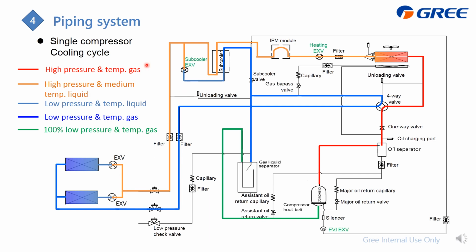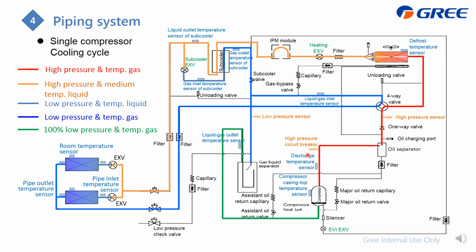And in the system for the single compressor cycle, we have three EXVs: subcooler EXV, heat tank EXV, and also the EVI EXV. And for the pressure, there are high and low pressure sensors, and also the high pressure switch. And also lots of temperature sensors to detect the system temperature to ensure reliability.